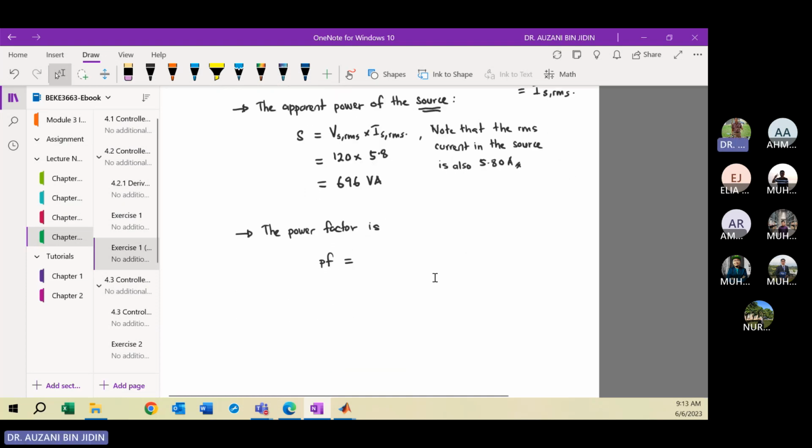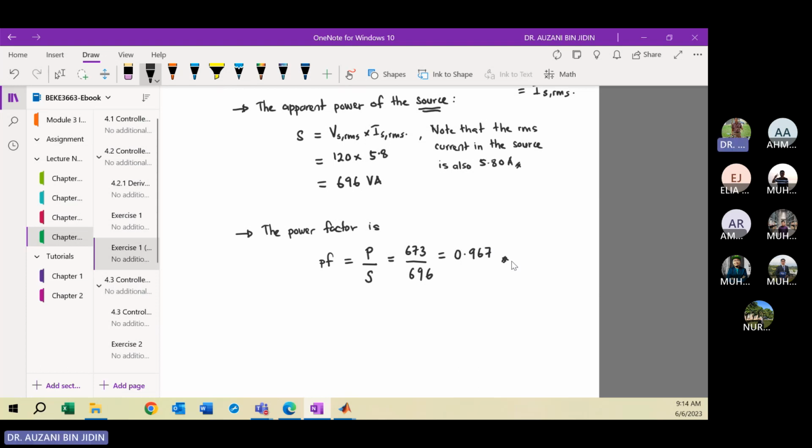Okay, and the power factor. You can calculate it by using this equation, where the power factor is the ratio between power and apparent power. So P is 673 watt divided by 696. Then you get 0.967, and it is unitless.